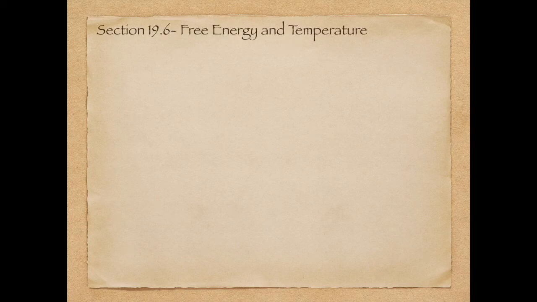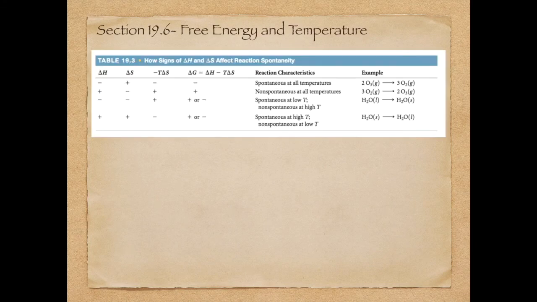So let's relate free energy and temperature. Because we're given this equation, delta G equals delta H minus T delta S, what happens if delta H is negative? What happens if delta S is negative, et cetera, et cetera? So let's look at the very top and make sure we understand this. So if my delta H is negative and my delta S is positive, what that tells me is no matter what the value for my temperature, my delta G is going to be negative.